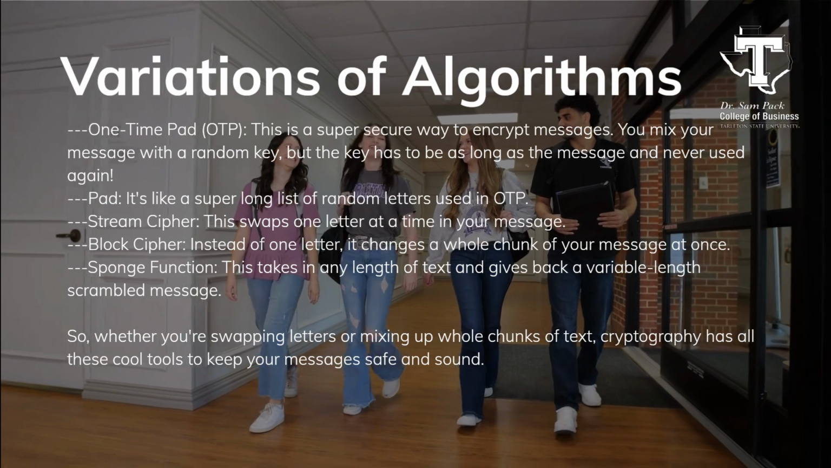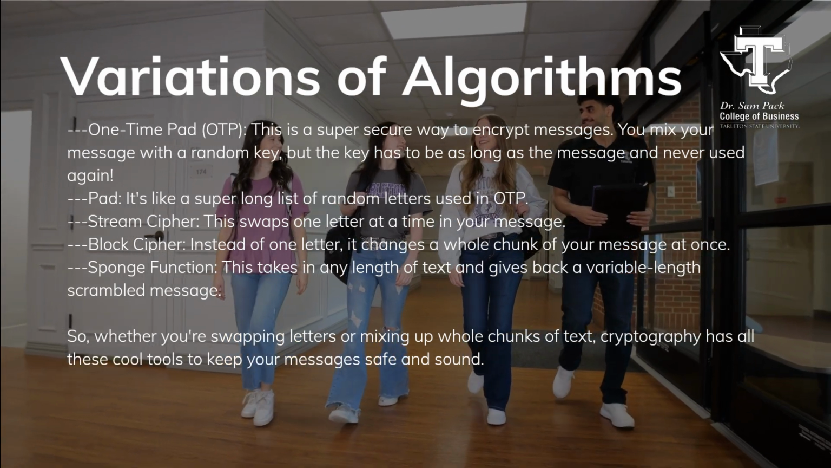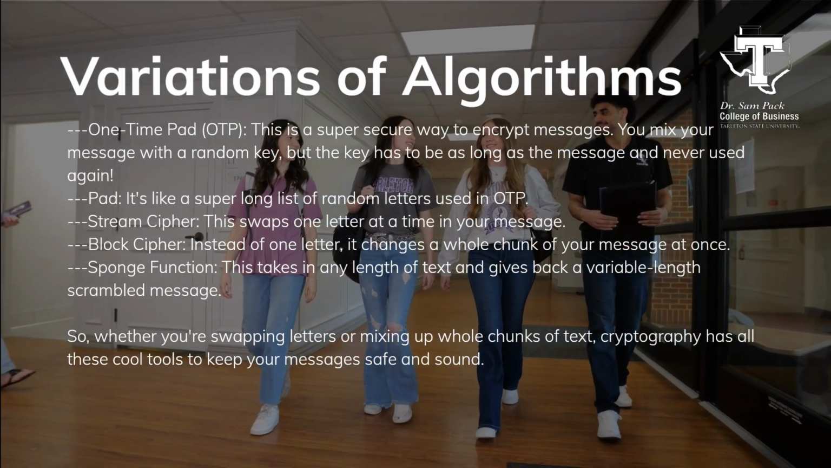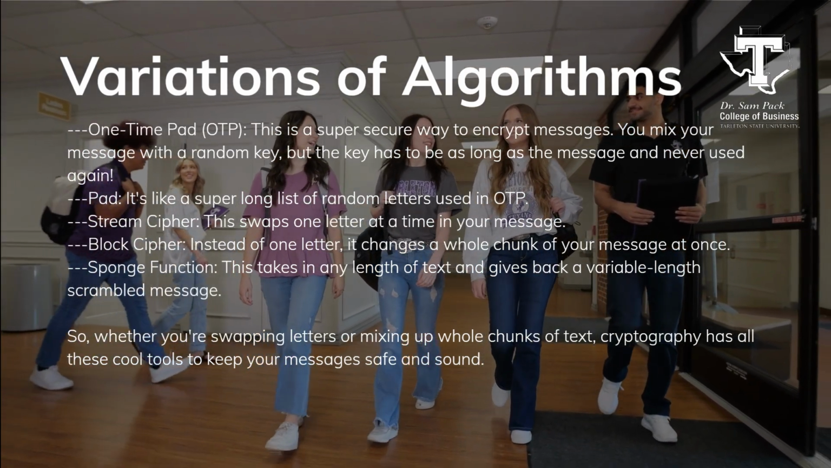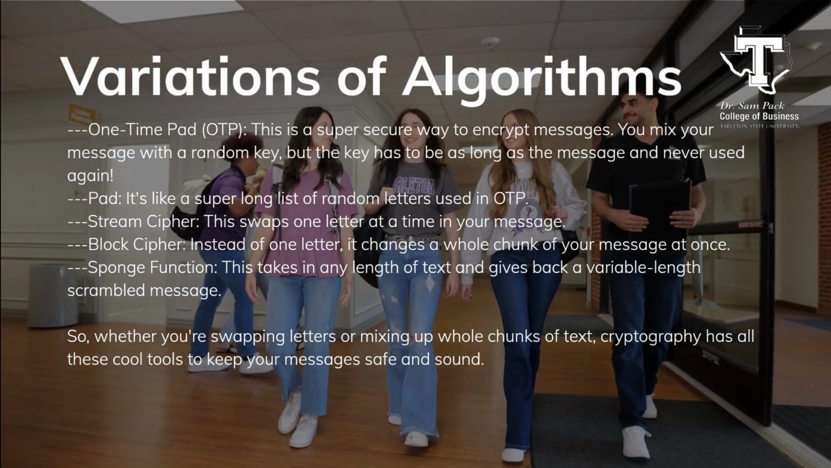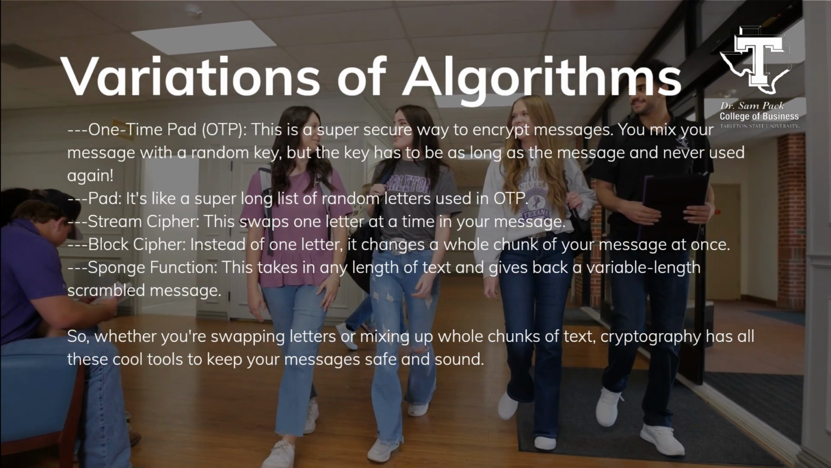Lastly, we have the sponge function. It's like blending up ingredients to make a smoothie. You can put in any amount, and you'll get a variable length result. So, whether it's swapping letters, mixing up sentences, or blending texts, cryptography is like a cool digital puzzle keeping our messages safe and sound.